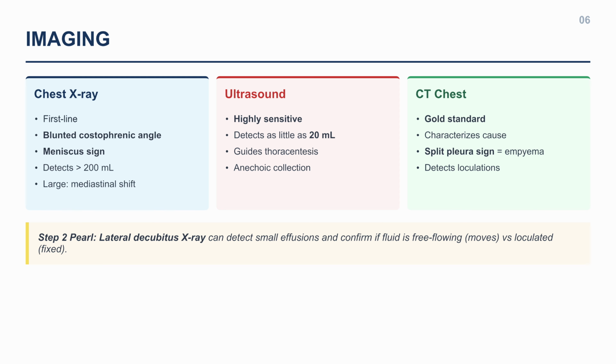It can detect small effusions, loculations, and the split pleura sign, which suggests empyema. Step 2, Pearl. A lateral decubitus X-ray helps detect small effusions and can confirm whether fluid is free-flowing, meaning it layers with position change, or loculated, meaning it stays fixed.